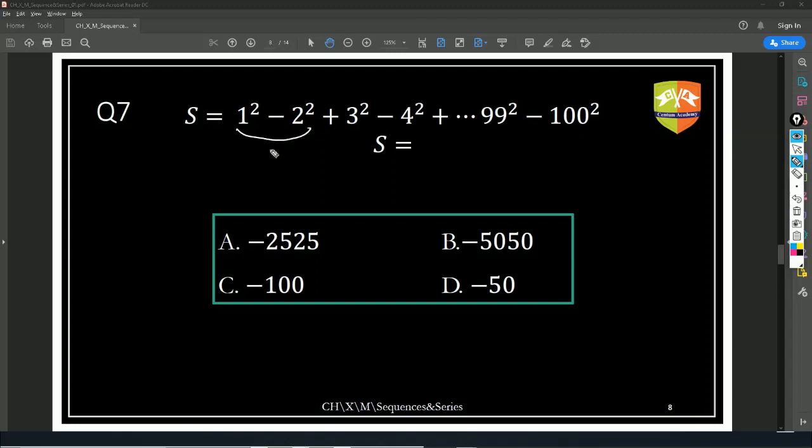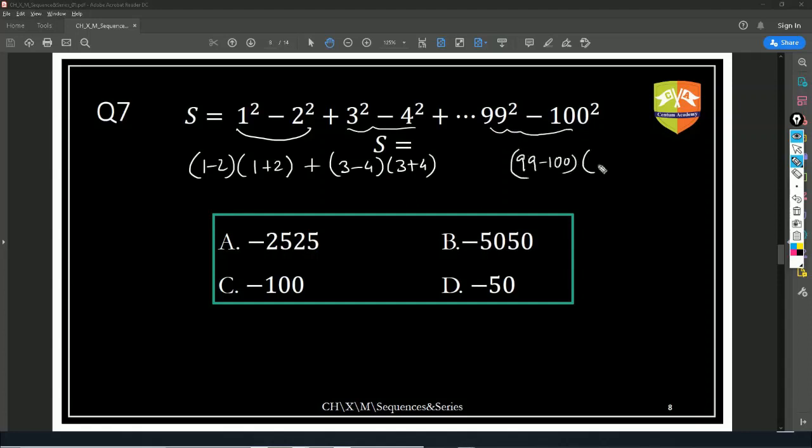So you see, what is this? This is nothing but 1 minus 2, 1 plus 2. And then this one is 3 minus 4, 3 plus 4. And similarly, last one will be 99 minus 100 and 99 plus 100. So all of these are minus one. So hence what is this? This is nothing but minus one into 1 plus 2 plus 3 plus 4.